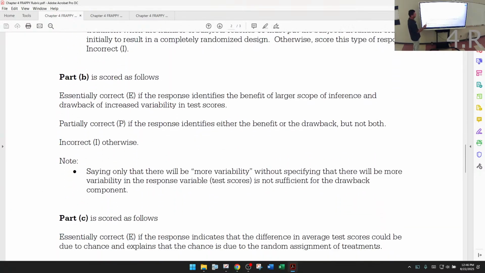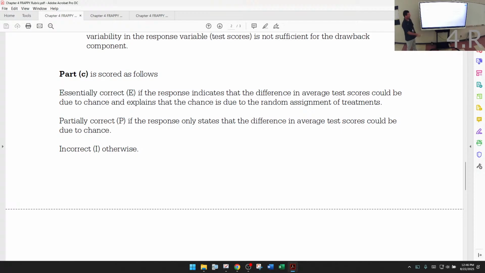Here's how the rubric showed on C part. Essentially correct: indicates the difference could be due to chance and explains that the chance is due to the random assignment of the treatments. I think explaining it, the chance being the random assignment, is going to be difficult to get. Partially correct if it only states that the difference could be due to chance. Again, this is mostly on a me issue, not a you issue. This is more future question, truthfully.